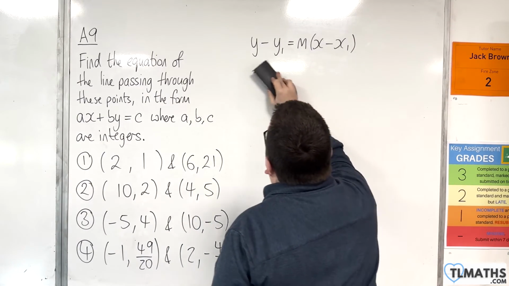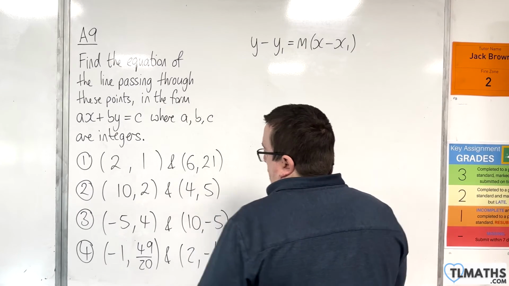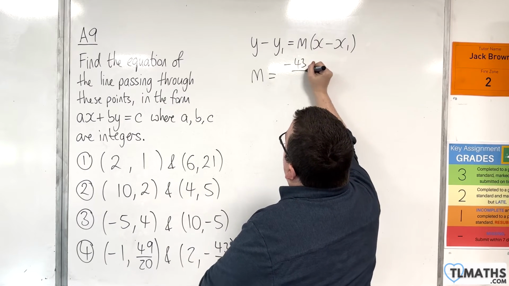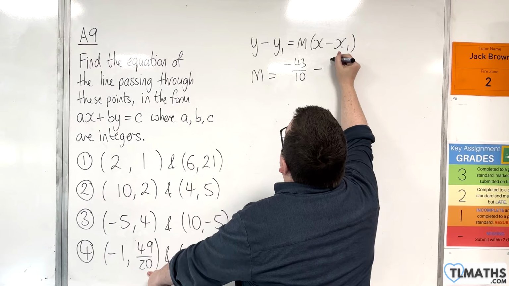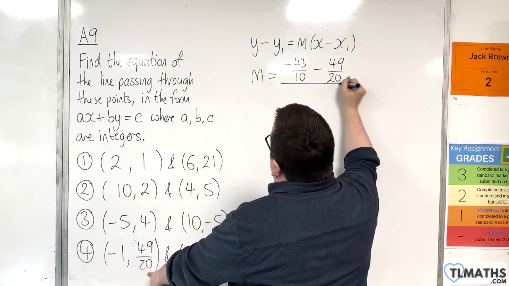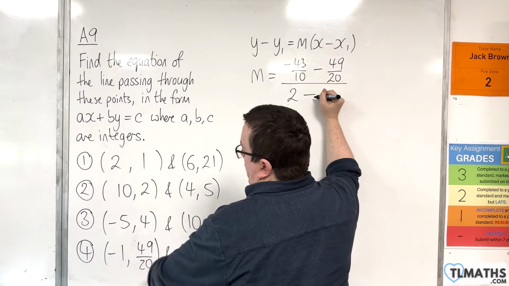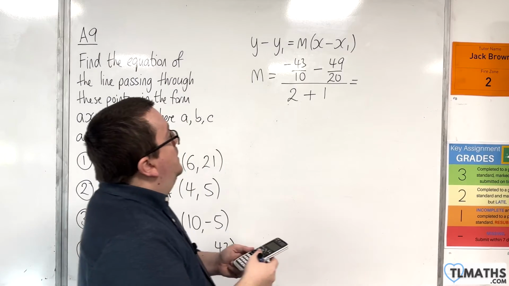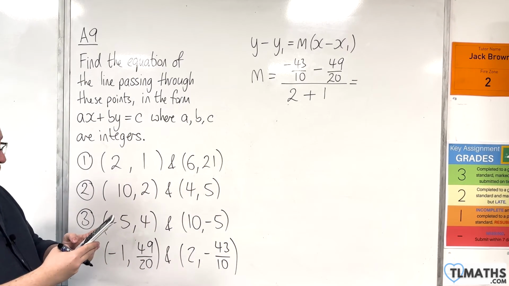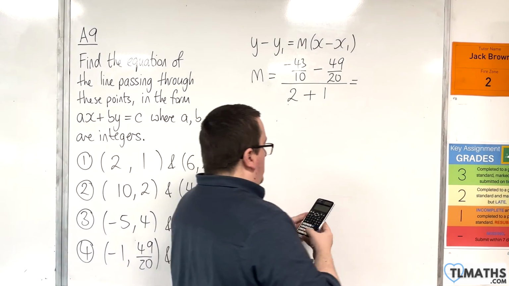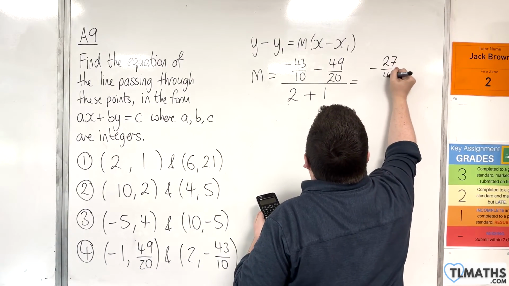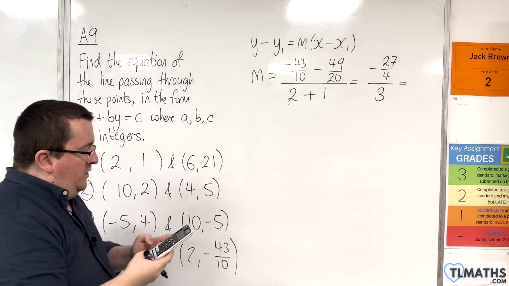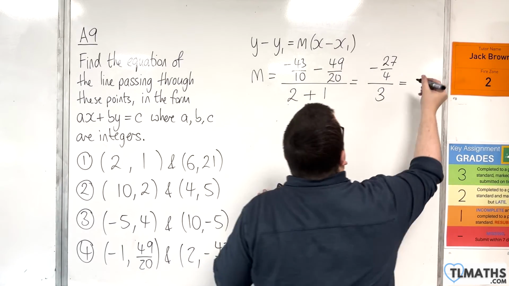Right, last one. So first of all, gradient. M is minus 43 tenths take away 49 20ths over 2 take away minus 1, so plus 1. Okay, straight to the calculator here. So minus 43 tenths take away 49 20ths is minus 27 quarters, and the denominator is 2 plus 1, so 3. Minus 27 quarters divided by 3 is minus 9 quarters.